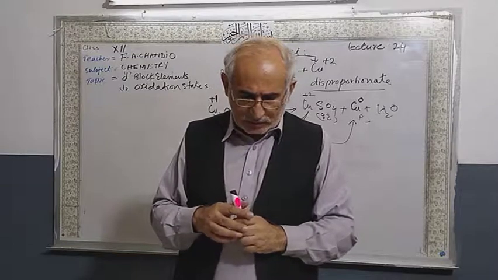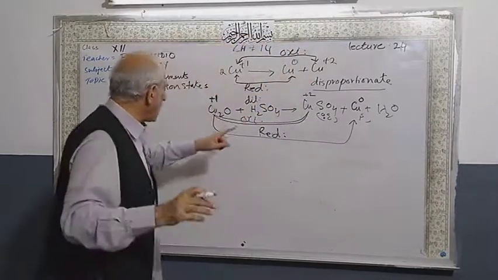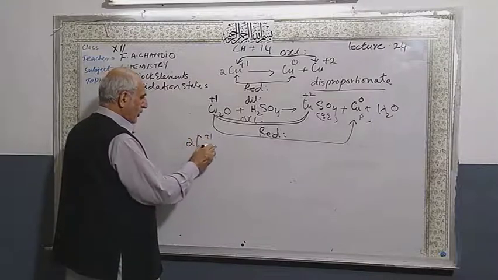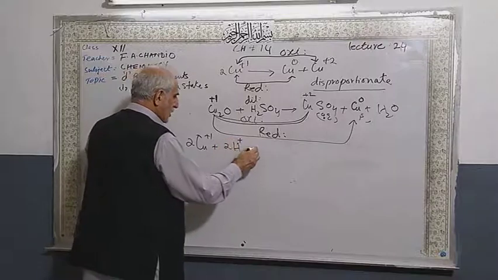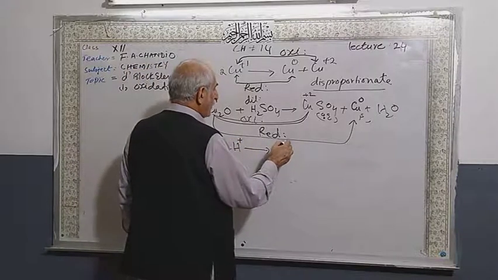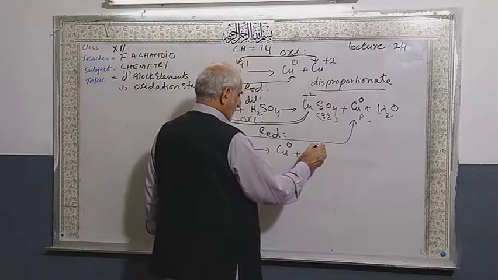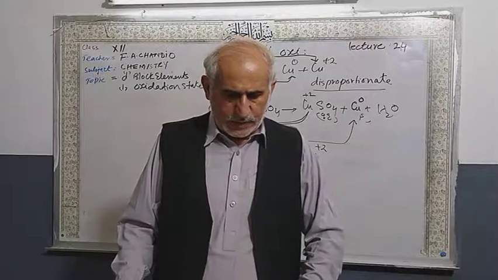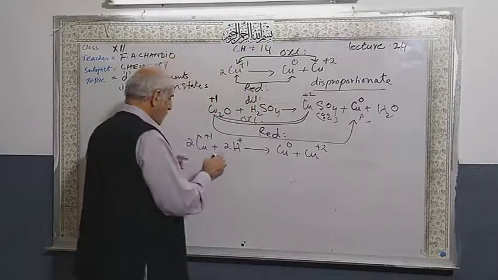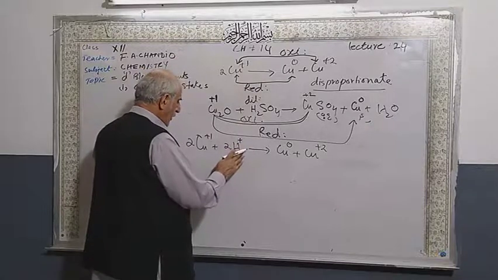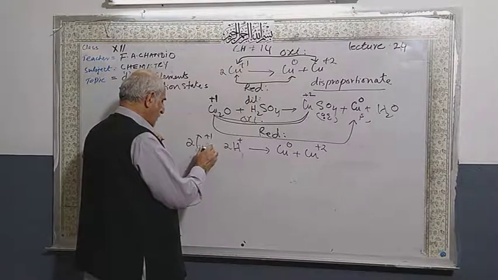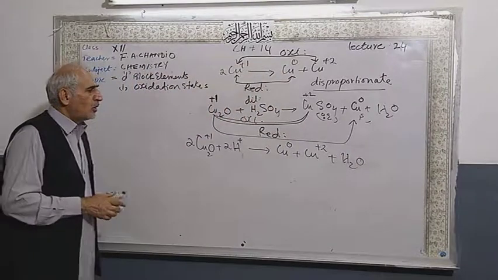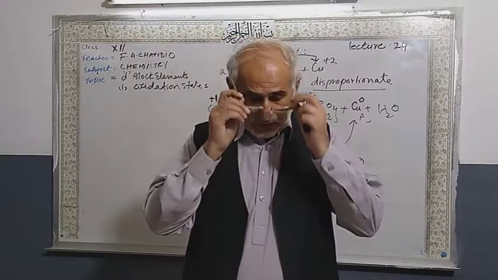So dear students, if you write it in short form, because in sulfuric acid only the hydrogen ions are involved, 2 copper positive 1 and 2 hydrogen ions give copper 0 and copper positive 2. And if you write cuprous oxide here, water is also formed. So students, this is again a disproportionation reaction.